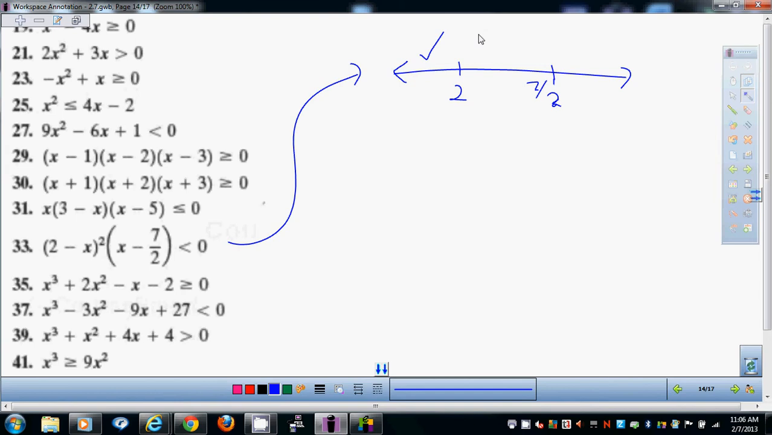That one only occurred once, which means it crosses. So what do you think that last one's going to be? An X. Well, let's check it. Let's try 4. 2 minus 4 is negative 2. Squared will be positive 4. 4 minus this is a positive number. Positive times positive is going to be not less than 0. So X.